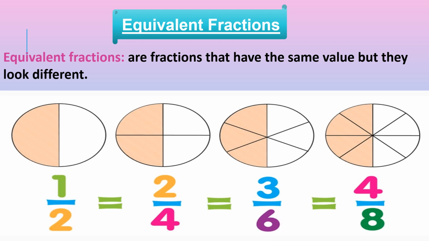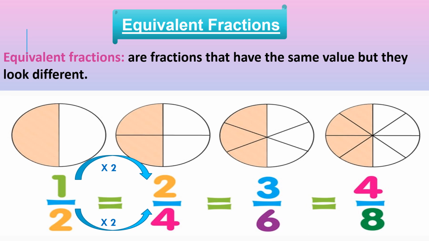Also, equivalent fractions states that if we multiply or divide the numerator and denominator of a fraction by the same number, except 0, the value of the fraction doesn't change. So when we multiply the numerator, here is 1, by 2, 1 times 2 equals 2. And multiply the denominator by 2. 2 times 2 equals 4.